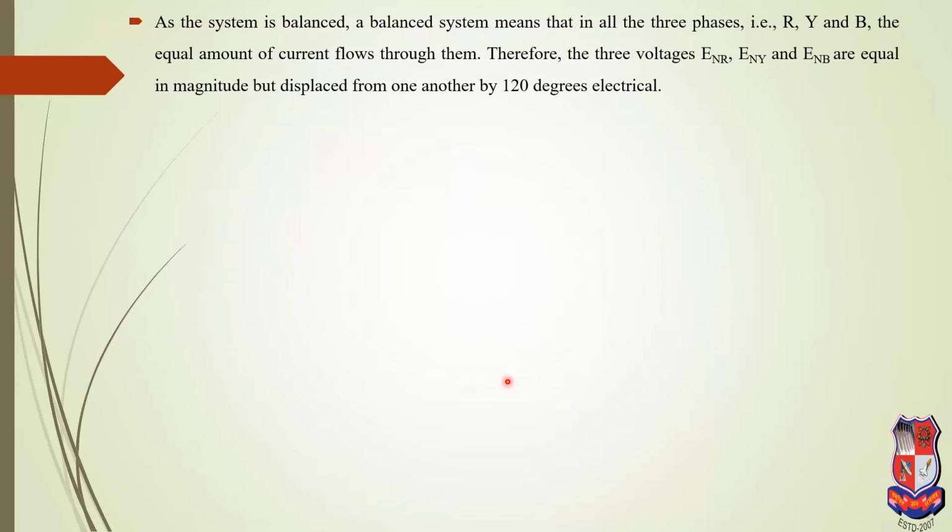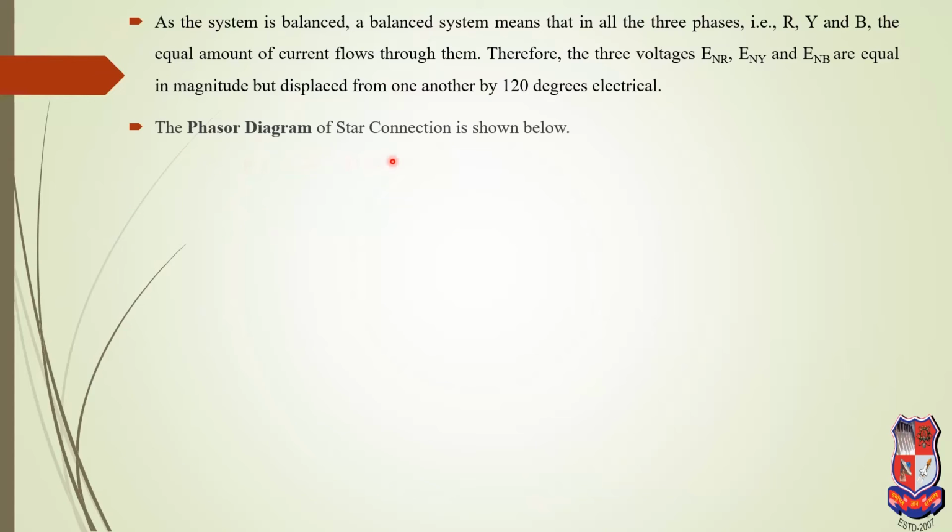Focus on the voltage. As the system is balanced, a balanced system means that in all three phases R, Y, B an equal amount of current flows. Therefore, the voltages ENR, ENY, ENB, that means the phase voltages, are equal in magnitude but displaced from each other by 120 degrees. We know that the three phases are 120 degrees apart from each other.